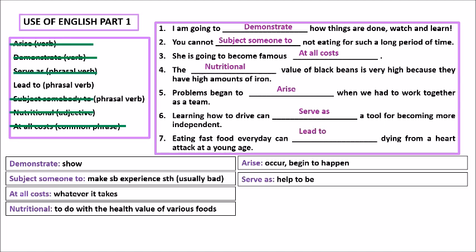And number 7, the last one, is eating fast food every day can lead to dying from a heart attack at a young age. Also a phrasal verb, and it means that it can cause you to die from, or it can create a negative consequence in this case. It can also be used for positive aspects. This is just an example.